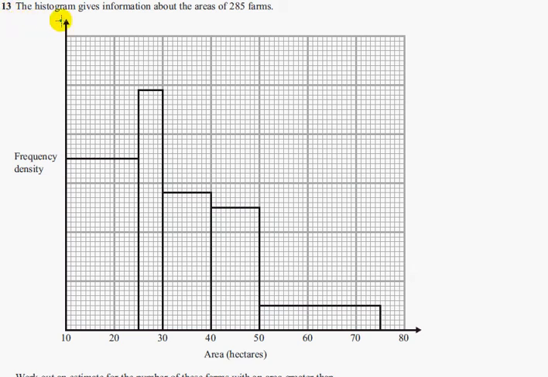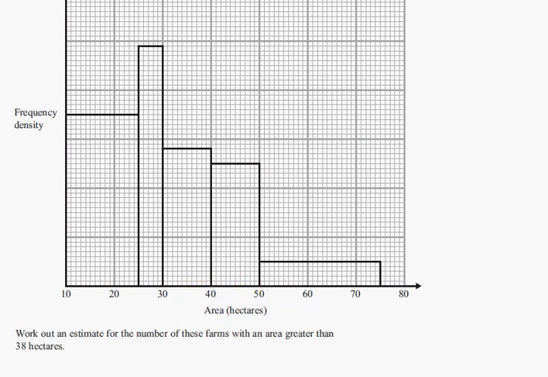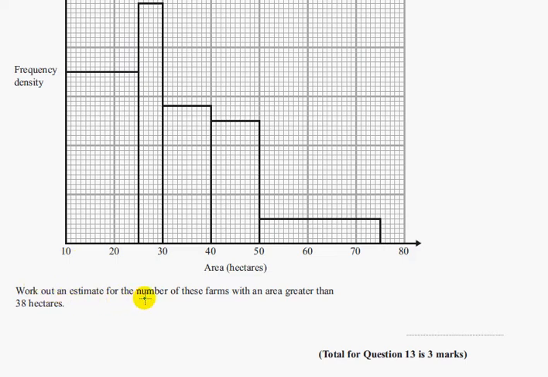Question 13. The histogram gives information about the area of 285 farms. So here's the histogram. We've got frequency density and the area in hectares on the x-axis. It says work out an estimate for the number of these farms with an area greater than 38 hectares.